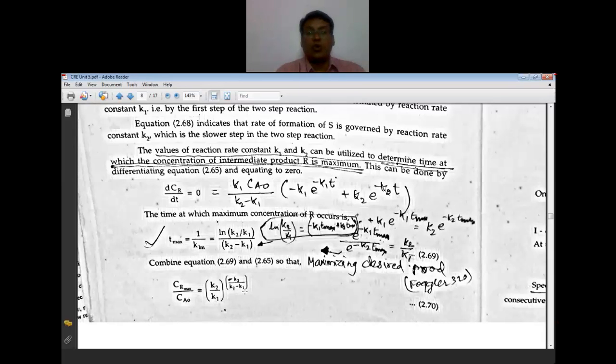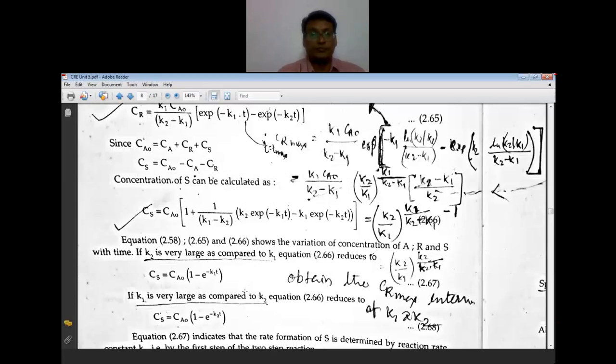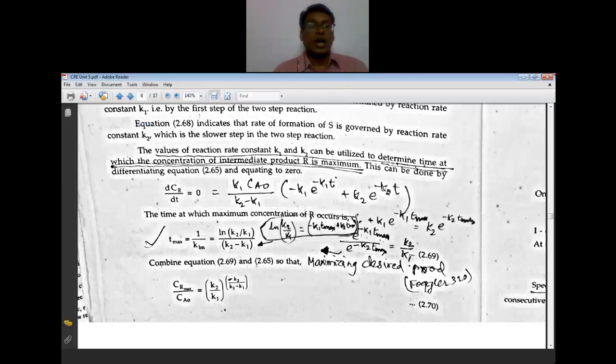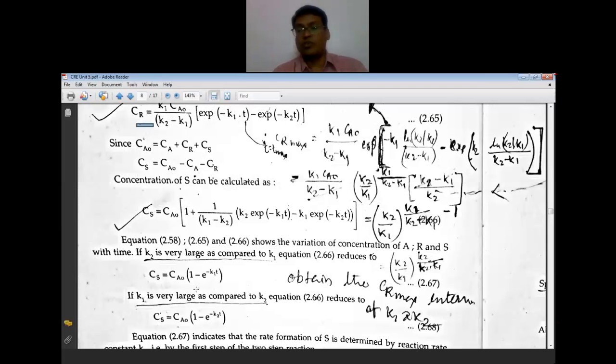So the general questions that can be asked: how can I calculate the concentration of R in a series reaction where R is my intermediate product? Second, how can I calculate the concentration of the undesired product in a series reaction, A giving R giving S? Next, how can I calculate the time at which the concentration of R is maximum? So this is the Tmax, and the complete derivation will come in this. And how can I calculate the CR maximum, that is, the maximum concentration of the desired product? So you can solve all of these.